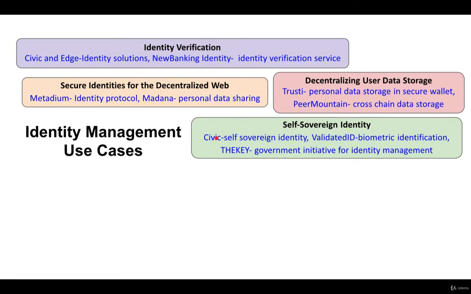So, self-sovereign identity. Civic is working on self-sovereign identity. Validated ID is working on biometric-based identification on blockchain, while the key is a government initiative for identity management. With self-sovereign identity, it is possible that there is only one single identity by which we can identify a person, or an individual.